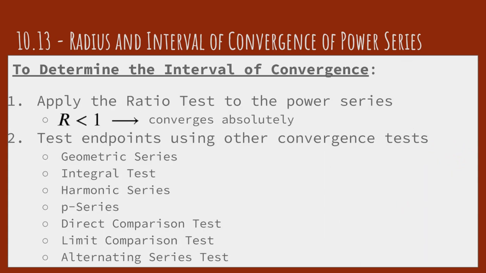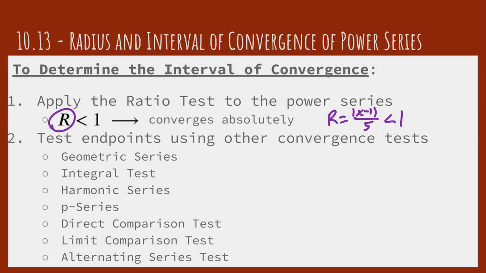So the process that we're going to take is we're going to apply the ratio test to the power series. Now, before, when we used the ratio test, we used it for a specific numeric series. Now we're going to use it with a series that has x in it. So what we're going to end up with for r is an expression in terms of x. So we might get something that looks like r equals the absolute value of, say, x minus 1 over 5. And what we're going to do then is look at where that is less than 1.